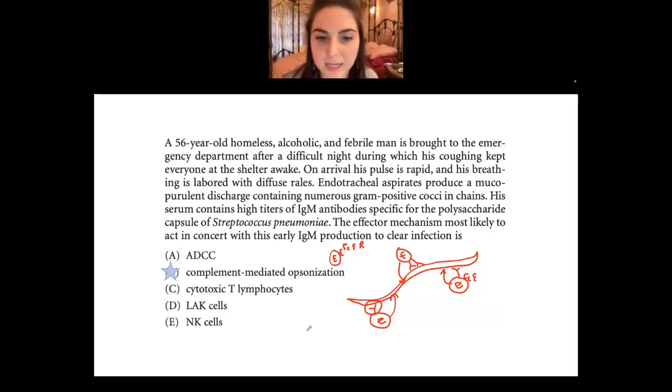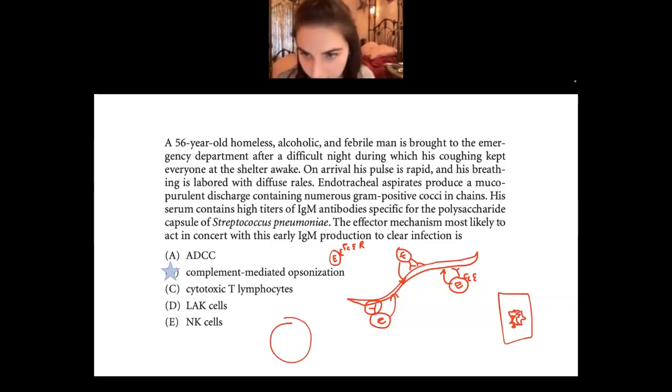It works with NK cells too. Let's say we have a virally infected cell. Oh, maybe it's a bacteria. Let's say this is a bacteria, and we have some IgG sticking to it.